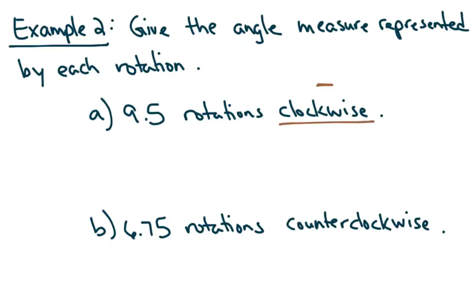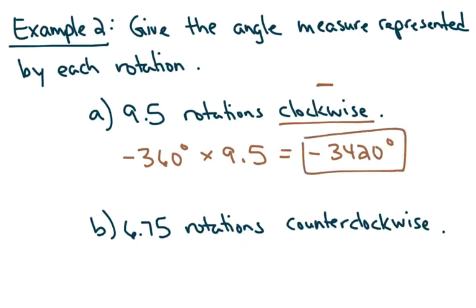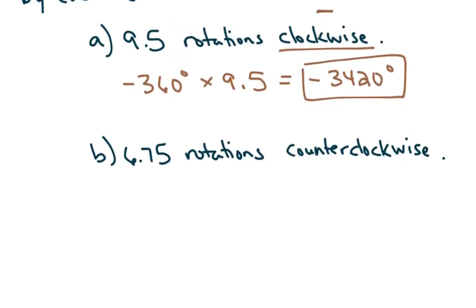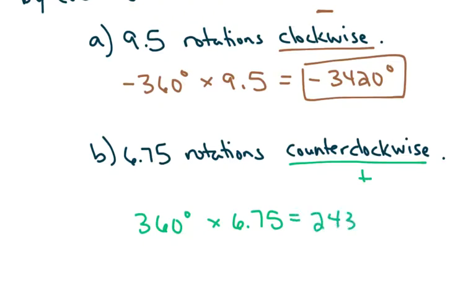So every time you go in a circle clockwise, you will have gone negative 360 degrees. All you have to do is multiply that by 9.5, and it'll give you the degree measure. And you're going to get negative 3,420 degrees. How about 6.75 rotations counterclockwise? Well, counterclockwise is the positive direction. So that means you go 6 full circles plus another 3/4. So all you have to do is take positive 360 and multiply it by 6.75, and it'll tell you that you will have gone 2,430 degrees.